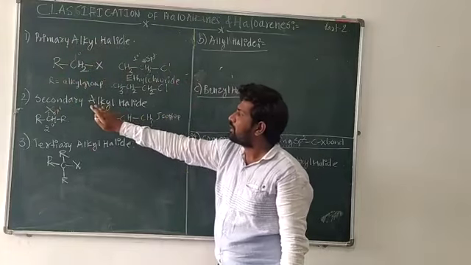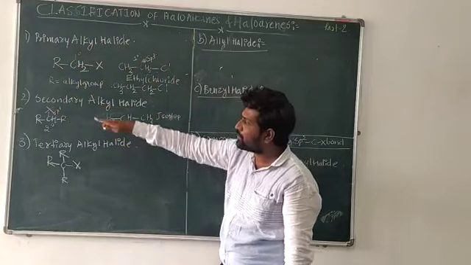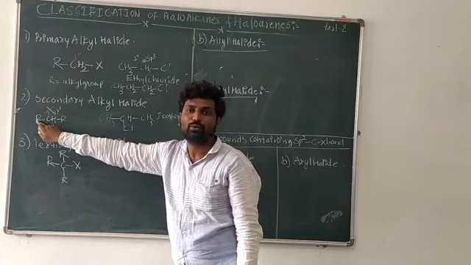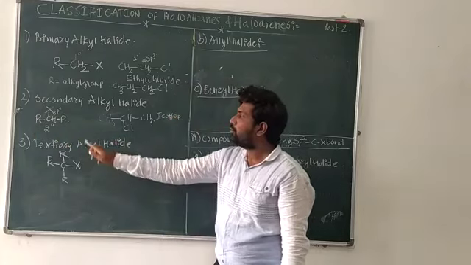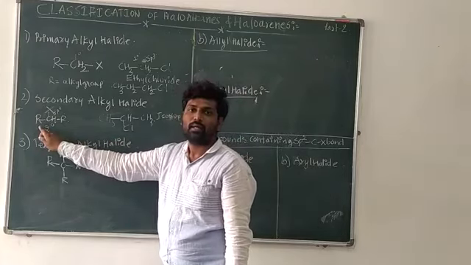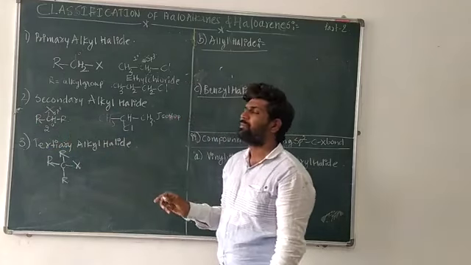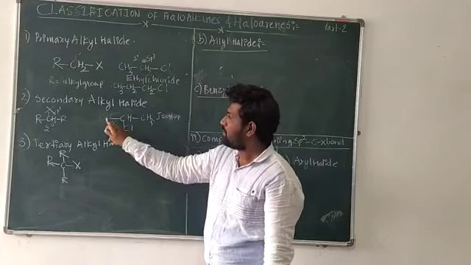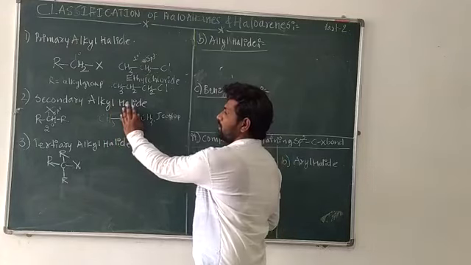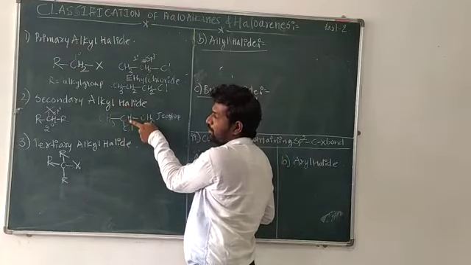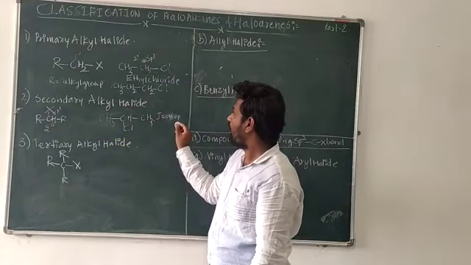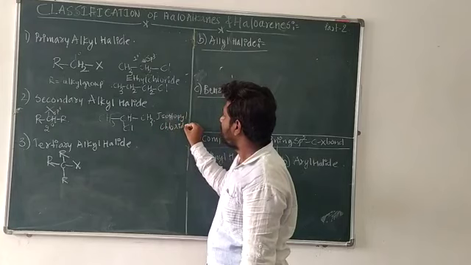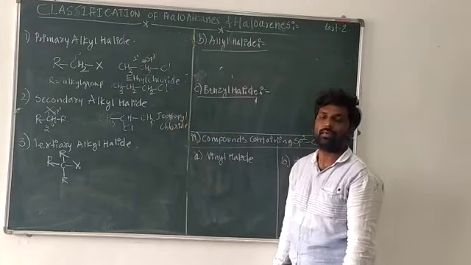Similarly, secondary alkyl halide, where the halogen is bonded to the sp3 hybridized secondary carbon atom, which is bonded to two other carbon atoms. The two other carbon atoms are indicated by R and R. It may be any alkyl. Suppose I take CH3, CH3. CH3 is methyl, another CH3 is methyl, and this is the secondary carbon atom. So this is isopropyl chloride. Iso indicates the branched structure of this alkyl halide.